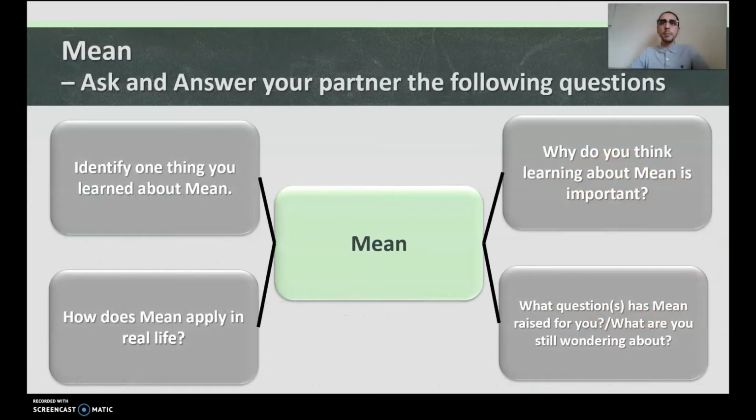Identify one thing you learned about the mean. Why is it important? How does it apply in real life? At A levels, we sometimes use your mean GCSE score. So we get all of your GCSE scores or grades, add them up and divide them by how many there are, and that gives you your mean GCSE score, and then sometimes teachers use that as a prediction for what you'll get in your A levels. That's a way in which we use the mean in real life.